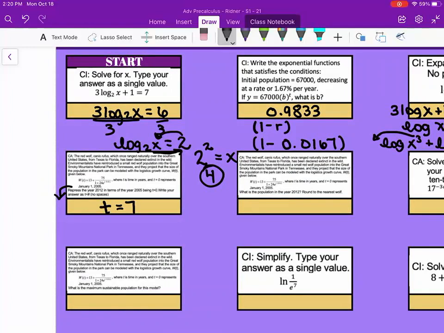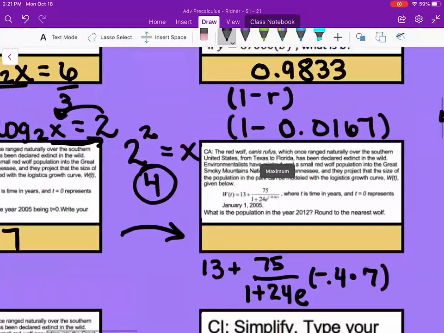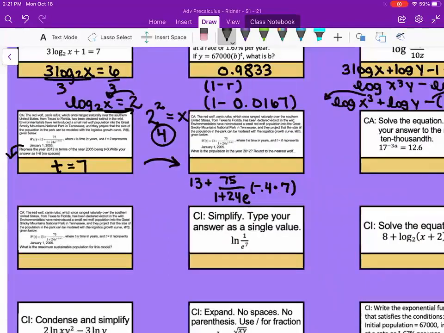Okay. So that follows right along into this one right here, because it says, what is the population in 2012? So all I'm doing there is typing 13 plus 75 over 1 plus 24 e to the negative 0.4 times 7. Okay, and I think I also had a typo there where I had an R. They should have all been T's for time. All right. So I get 43.